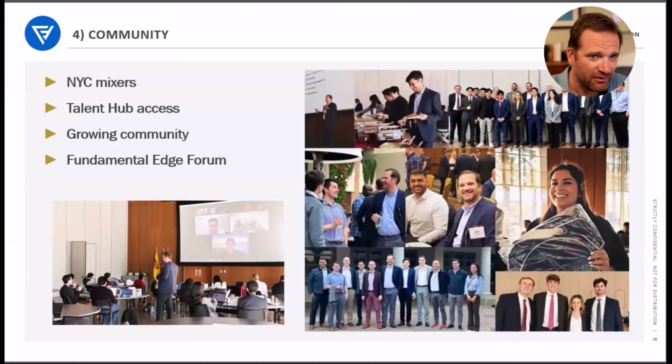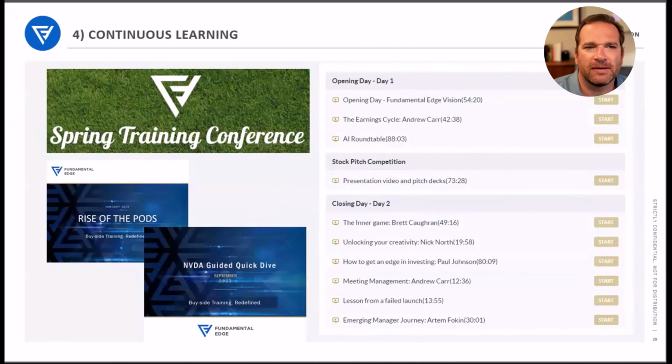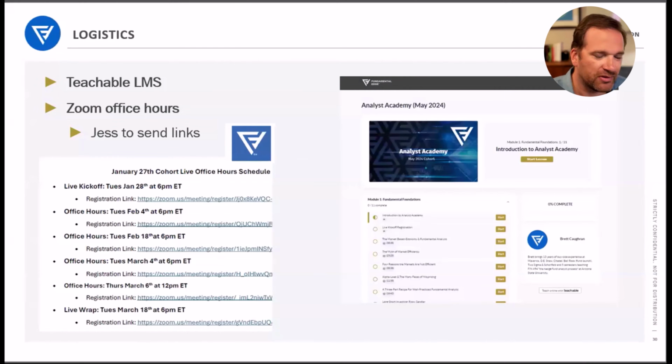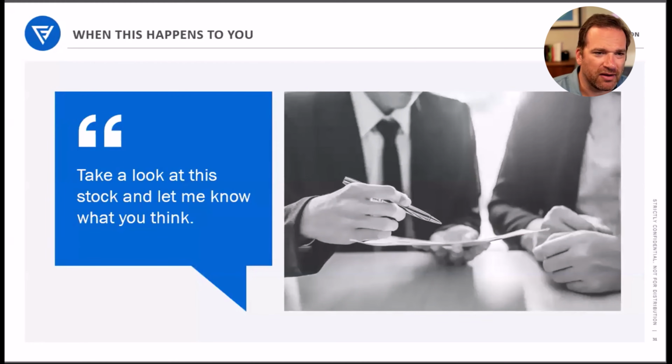We try to bring together some community with the group too, including invitations to the Wharton and ASU stock pitch competitions in the spring and fall, mixers in New York probably 3 or 4 times a year, and really some connectivity around the community on LinkedIn groups and other venues. Logistics wise, we host everything in our Teachable learning management system with Zoom office hours, so it's pretty seamless and easy to address.